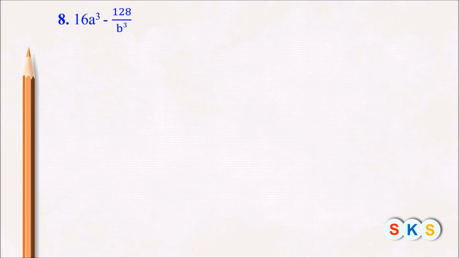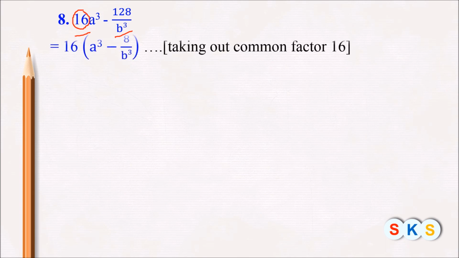Question number 8. Here we have 16a raised to 3 minus 128 upon b raised to 3. And you can see that 16 is not a cube of any number. So what we will do here is take common the factor between those two terms, and the common factor is 16. So if I take 16 as common, in the bracket we get a raised to 3 minus 8 upon b raised to 3.